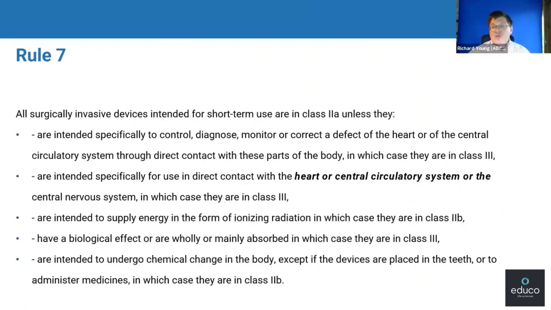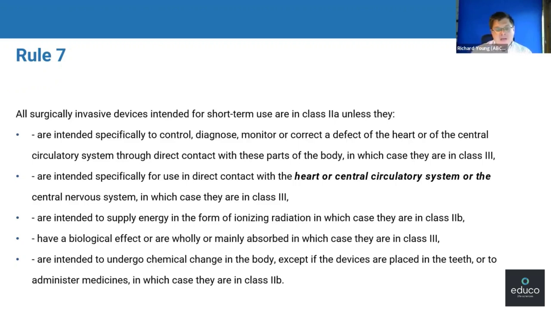Rule 7 goes on to talk about surgically invasive devices for short-term are class 2A. But again, we can see that this emphasis on contact with the central circulatory system and the central nervous system moves the classification up to a class 3. Again, it's a bit of a repeater, intended to supply energy in the form of ionizing radiation. Again, class 2B, consistent with rule 6. Biological effect makes us a class 3 as well.